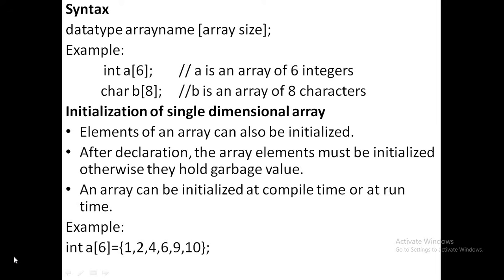Here is an example where the array is initialized at the time of declaration. It is declared as an integer array with maximum size 6, and 6 integer values are initialized to the array. Here 1, 2, 4, 6, 9 and 10 are the array elements, where 1 is at position 0, 2 is at position 1, 4 is at position 2, 6 is at position 3, 9 is at position 4, and 10 is at position 5. Totally 6 elements are stored in this array A of integer data type.